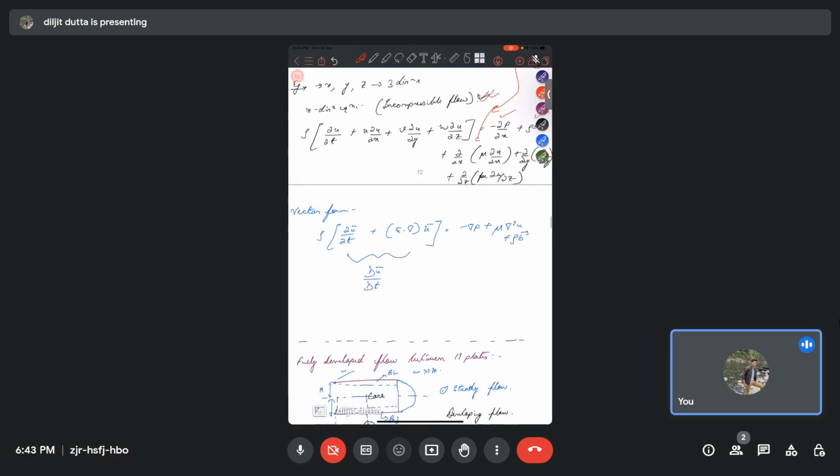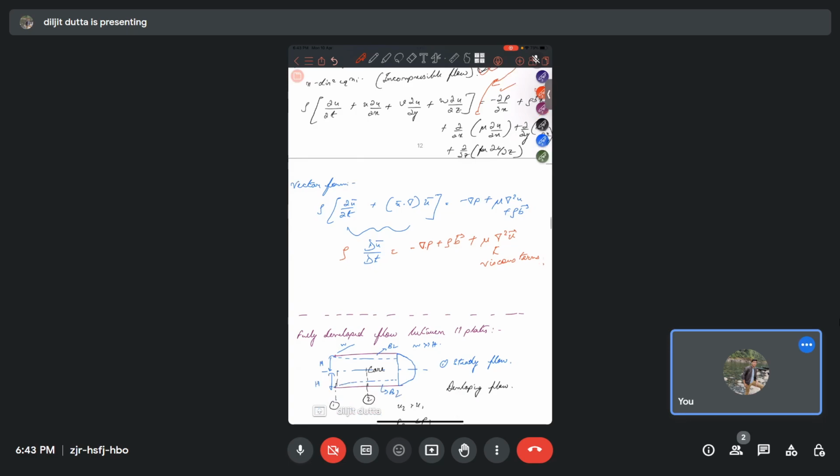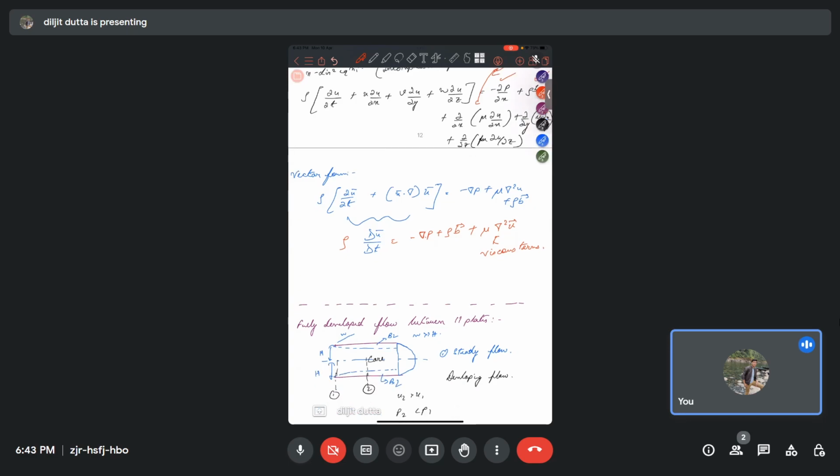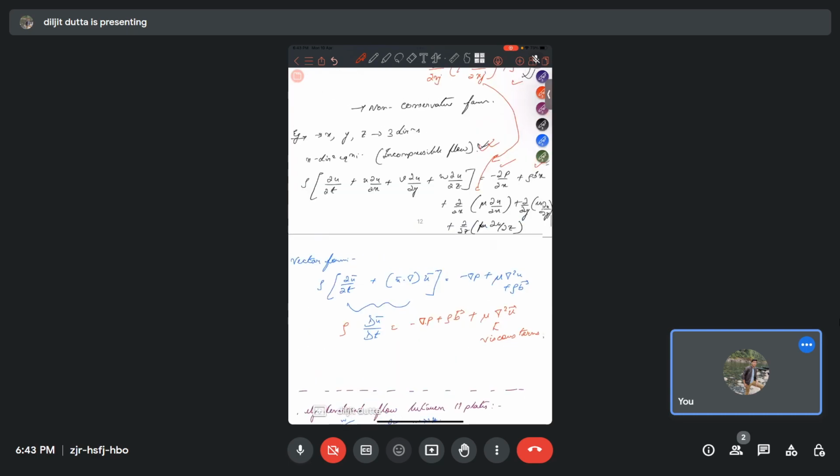So the same equation we can write in terms of vector, that is rho into du by dt is equal to minus of grad of p plus rho into b bar, where b bar is the body force, and plus mu into del square u. This comes from the viscous terms or the shear force. So this is the Navier-Stokes equation simplified for incompressible flow.